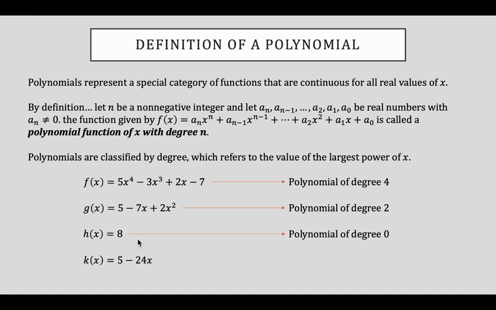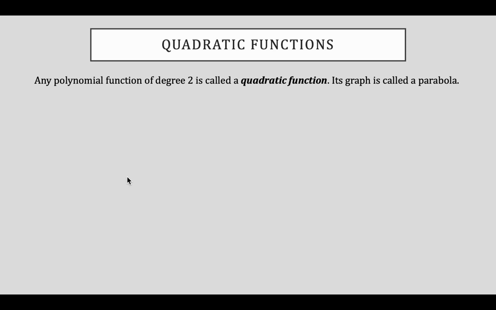And here we have k of x is equal to 5 minus 24x. This would be a polynomial of degree 1. This is an example of a linear polynomial. All right, so all of these are different types of polynomials. You guys have dealt with polynomials in the past. So let's take a look more at quadratics. Any polynomial function of degree 2 is called a quadratic function, and its graph is known as a parabola.